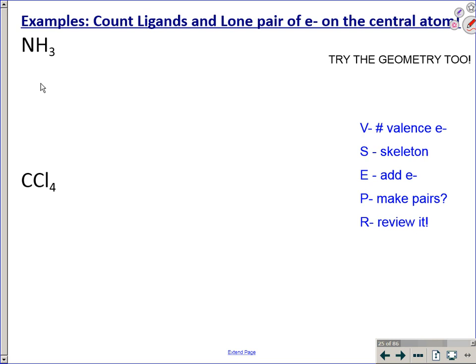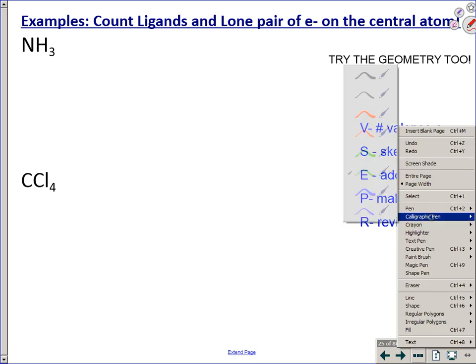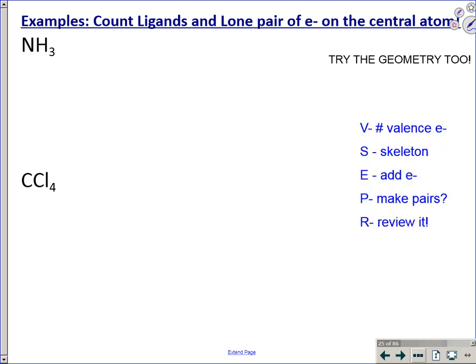But NH3 is our compound we want to draw. So V means what? Valence electrons. So I need to count the valence electrons that NH3 contributes to the bonding situation. Nitrogen is in group what? 5. So it has how many valence electrons? 5. So we say 5 valence electrons plus the 3 from our 3 hydrogens, which each carry what? 1 each. Okay, so it gives us a total of 8 valence electrons.